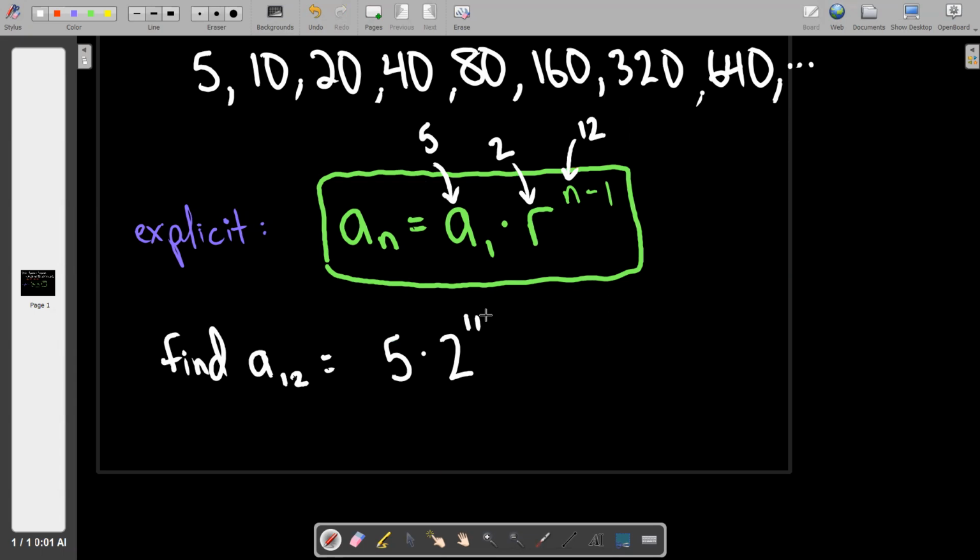A lot of the answers are in the millions, literally in the millions. So if I type in 5 times 2 to the power of 11, I personally got 10,240. So you want to practice on your calculator, make sure you understand how to do that. Because I think that on the TI calculators, I got 10,240.